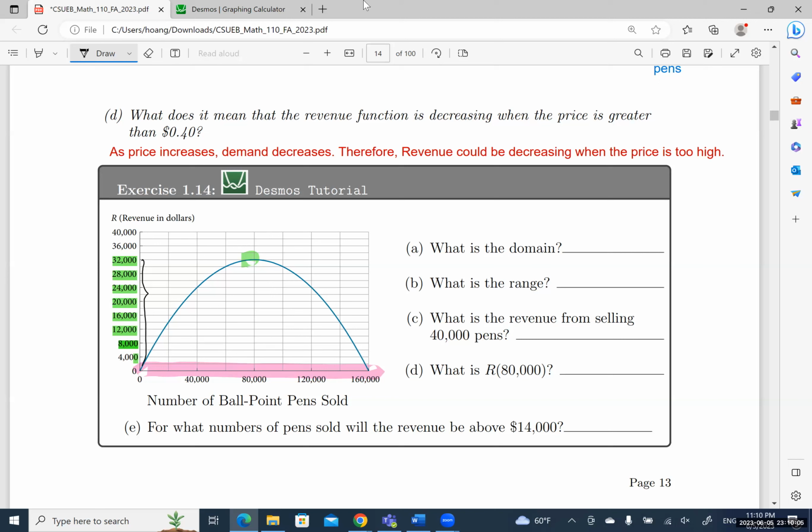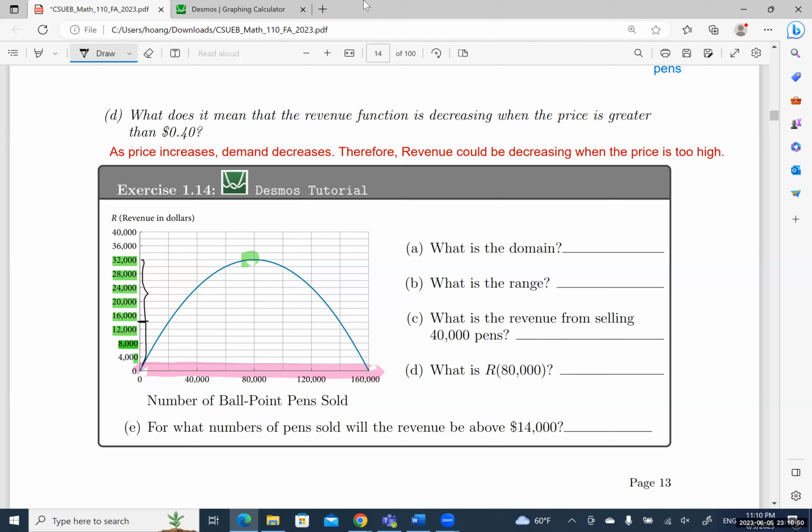All right. And what is the revenue from selling 40,000 pens? What is the revenue of 80,000? So all of this is from the graph, so I would like to let you guys practice on it. But for what number of pens will the revenue be above 14,000? So for part E, you have to watch out a little bit. It says in order to get the revenues above 14,000. So where the 14,000 is over here.